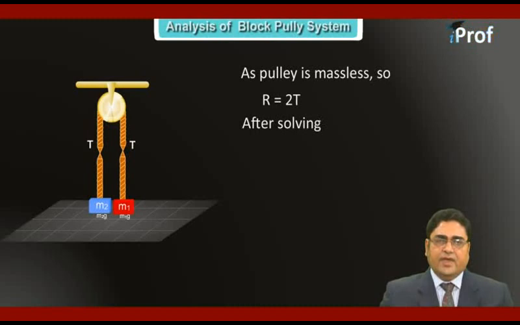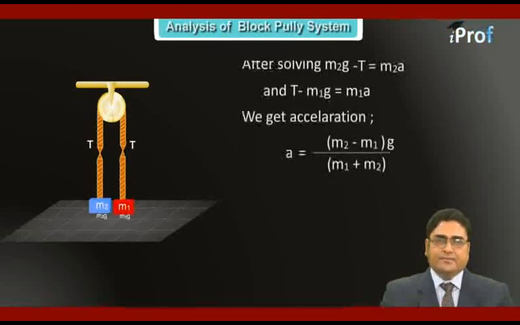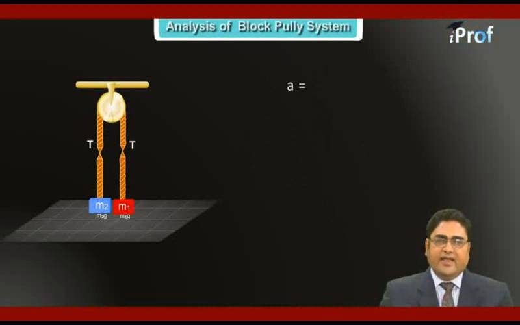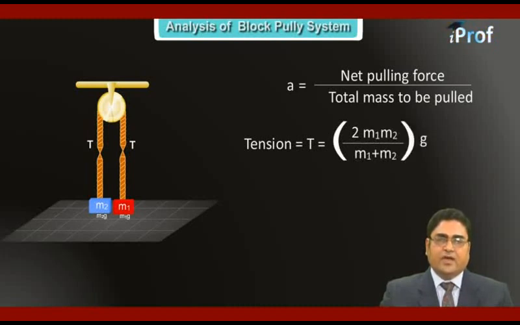After solving M2g minus T equal to M2a and T minus M1g equal to M1a, we get acceleration a equal to (M2 minus M1) upon (M1 plus M2) whole multiplied by g. We can write acceleration directly as net pulling force divided by total moving mass. If we substitute the value of acceleration, we will get tension T in the string equal to 2M1M2g upon (M1 plus M2).